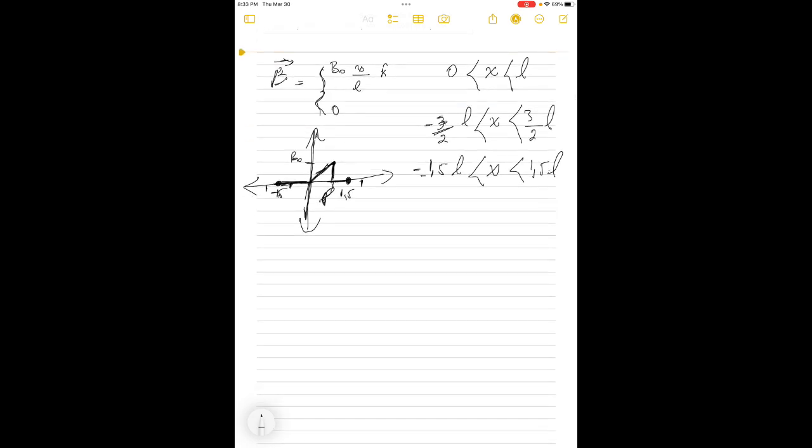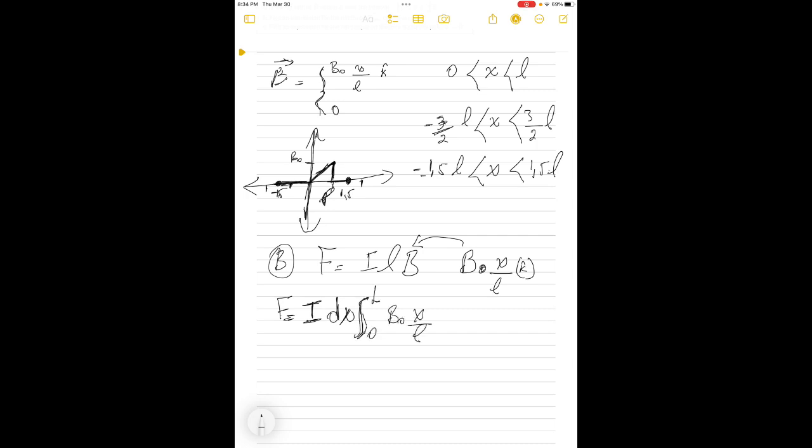The second thing, they are asking us to find an expression for the net force. We know the force is equal to ILB, and we know that B is equal to B0 x over L in the x-axis direction. So we're going to substitute this one and put in the limits. We know I multiplied by the integral of dx on the limits between L and 0 of the magnetic field B0 x over L.